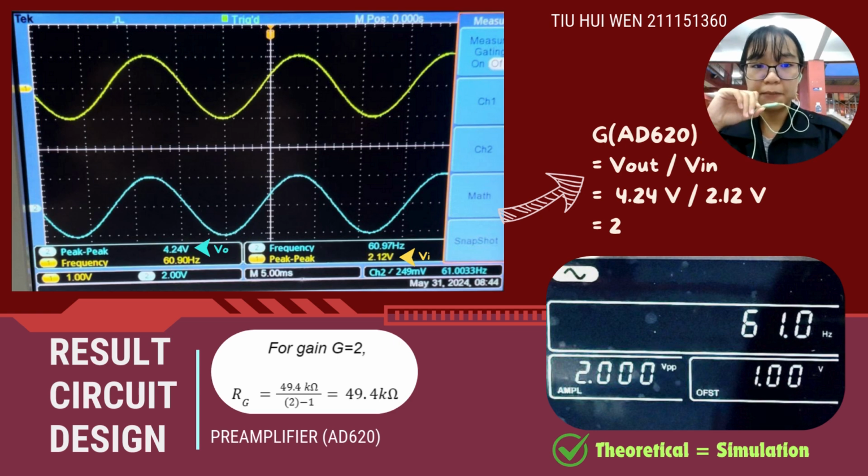Hi, now it's my turn to present the result of the preamplifier. Based on our simulation result, the output voltage is amplified from 2.12 V to 4.24 V at 61 Hz. The gain is exactly 2, which is the same as the theoretical calculation. This shows that the practical preamplifier successfully obeyed the theoretical requirement.